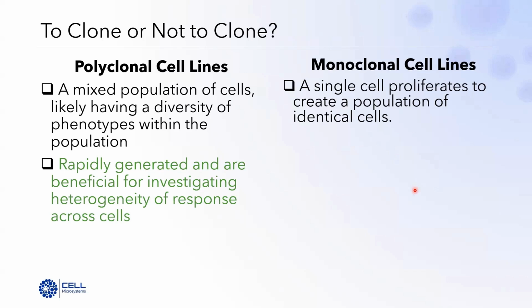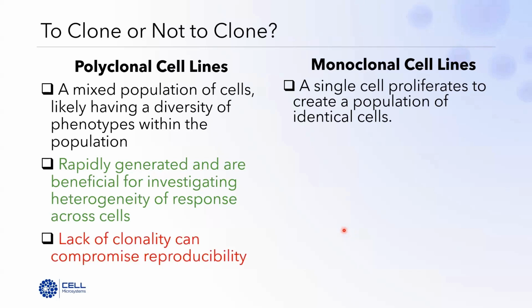There are pros and cons to each of these methods. The pros of polyclonal cell lines is that they can typically be rapidly generated, and they can be beneficial for investigating heterogeneity of response across cells. So you get a broad response as opposed to a response from something that may have been artificially selected for in your population. However, the cons to polyclonal cell lines is that lack of clonality in other cases can actually compromise reproducibility.